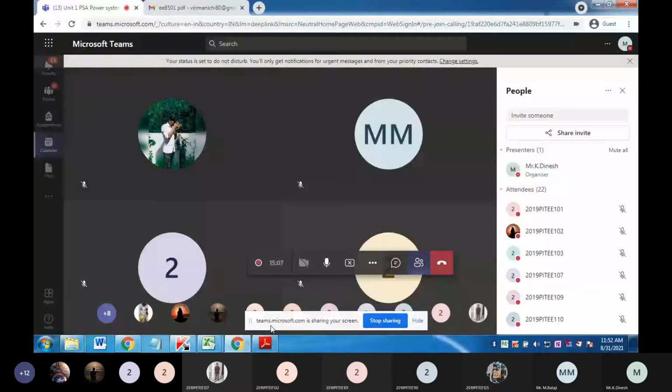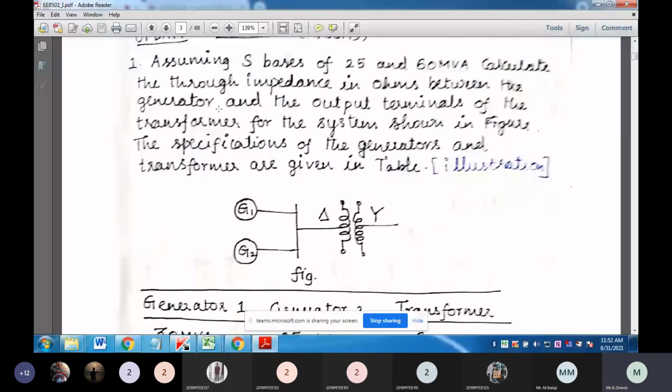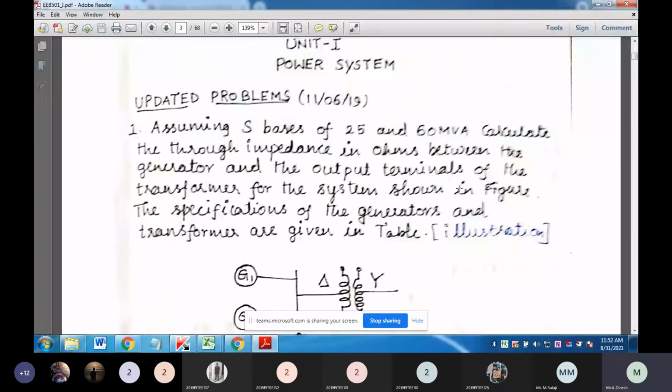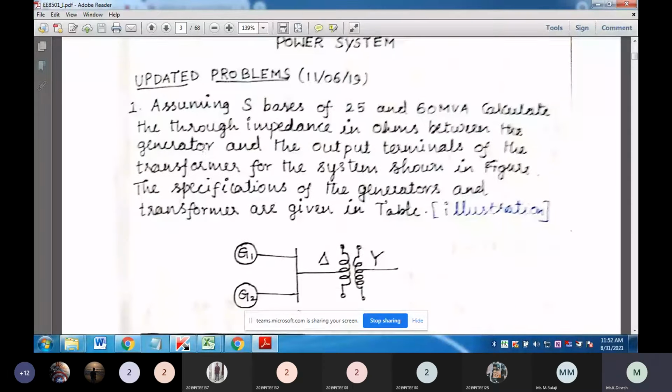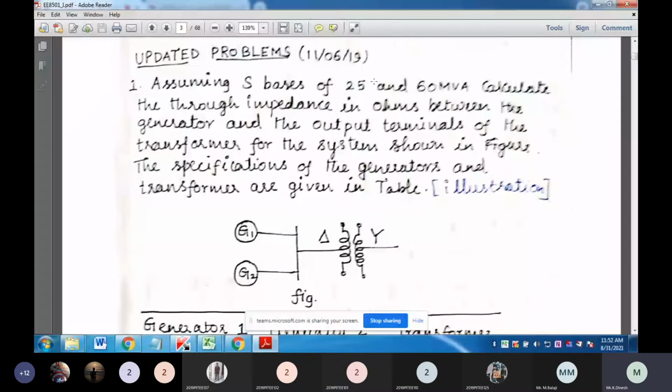Thank you. So this is the first question. Assuming S bases of 25 and 60 MVA, calculate the through impedance in ohms between the generator and the output terminals of the transformer for the system shown in figure. The specifications of the generator and the transformer are given in table.